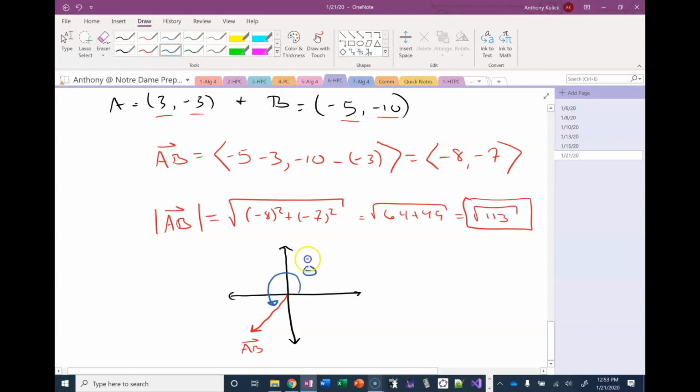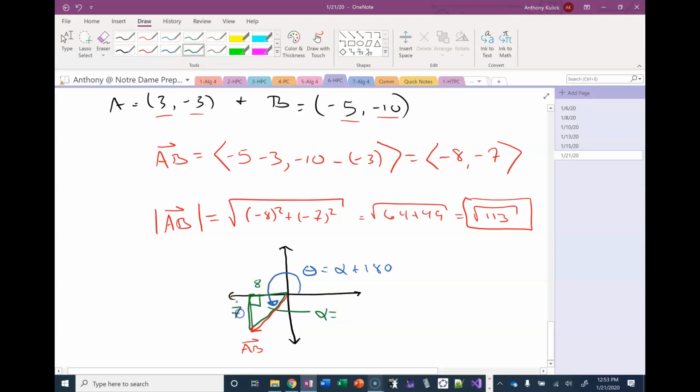And my direction is going to be this standard position angle. So to calculate this standard position angle, I'm going to draw a reference triangle like I would have in first semester. And what I'm going to do is calculate this little angle here, alpha, because I know that my direction is going to be 180 degrees plus that angle alpha there.